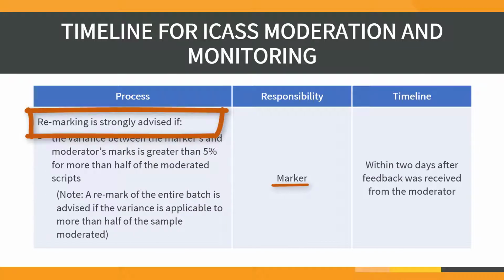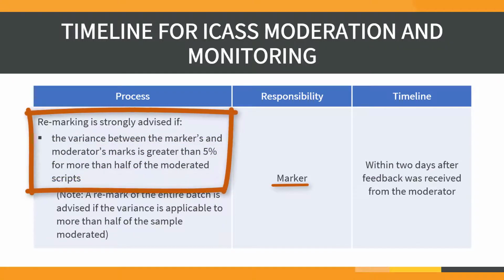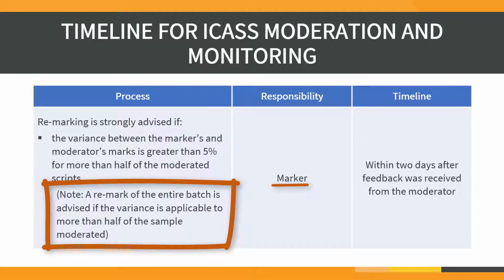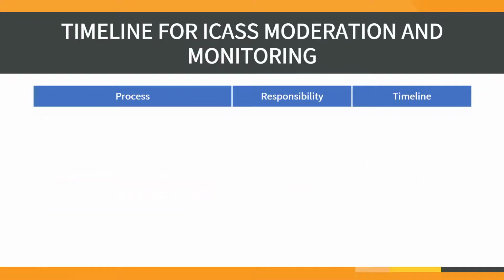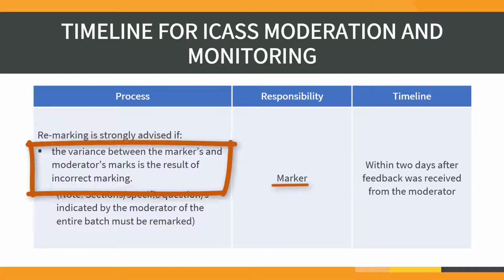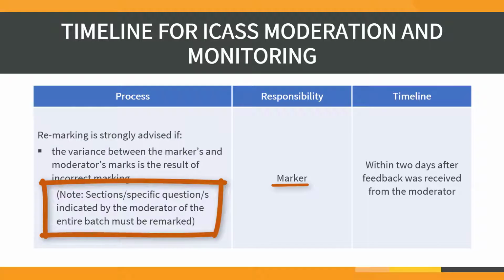Remarking is strongly advised if the variance between the markers and moderators' marks is greater than 5% for more than half of the moderated scripts. Note, a remark of the entire batch is advised if the variance is applicable to more than half of the sample moderated. The variance between the markers and moderators' marks is the result of incorrect marking. Note, sections or specific questions indicated by the moderator of the entire batch must be remarked.